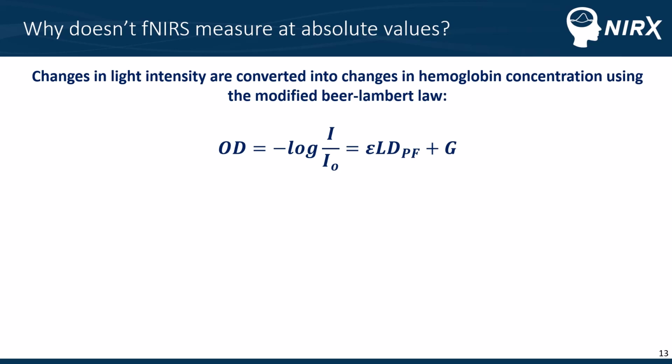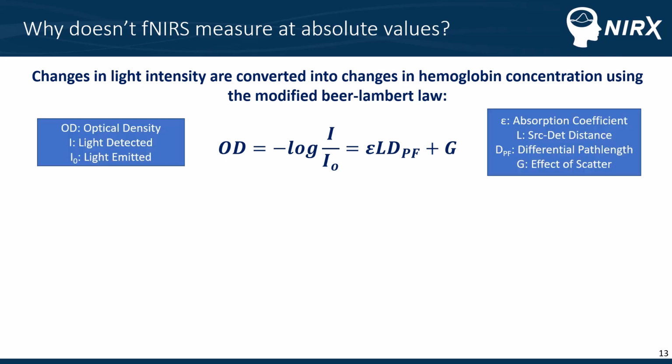Changes in light intensity are converted into changes in hemoglobin values using the modified Beer-Lambert law. So we take our light intensity and we plug it into this equation to then determine the changes in concentration in oxy and deoxyhemoglobin, to give us meaningful physiological information out of those raw changes in light intensity. So this is the modified Beer-Lambert law. I've got everything defined here in this equation. We've got optical density, that's OD, and that is equal to the negative log of the light detected over the light emitted.